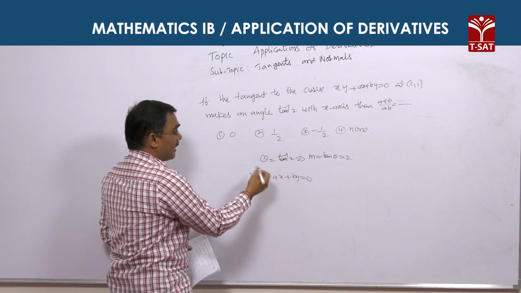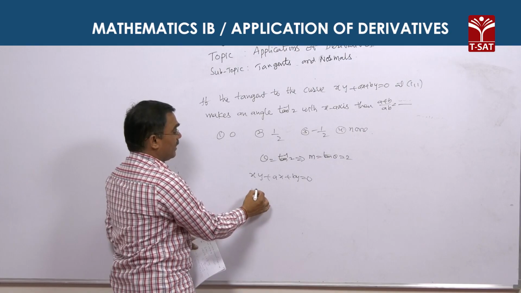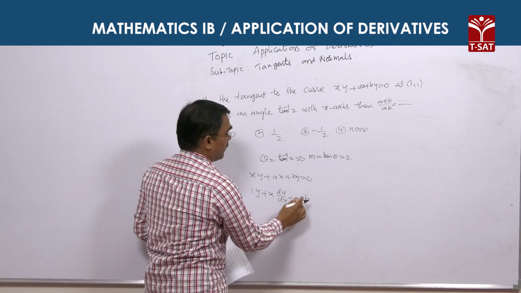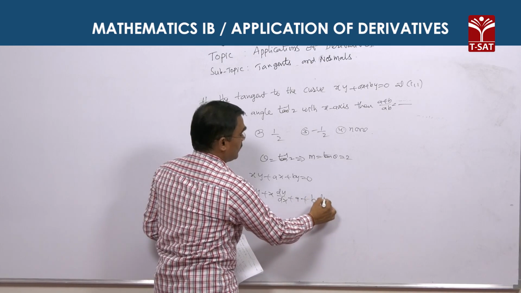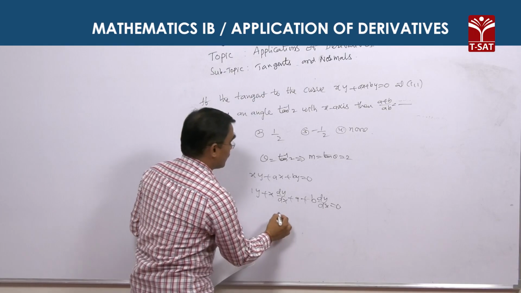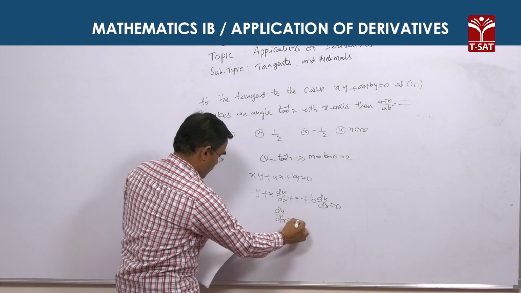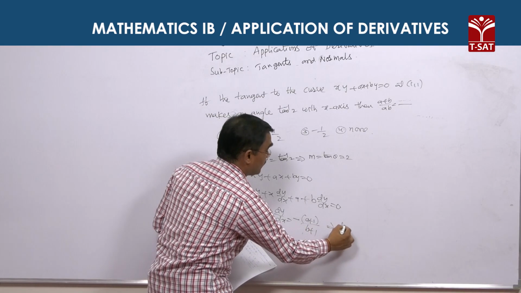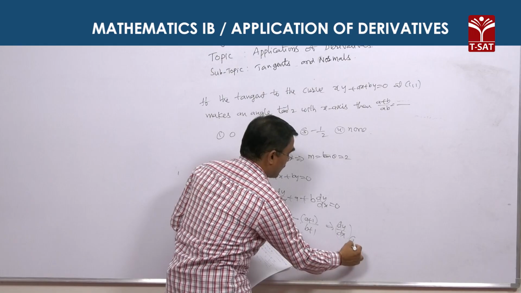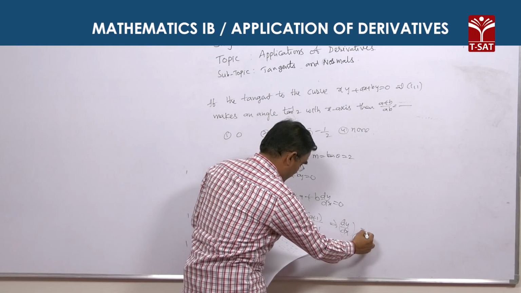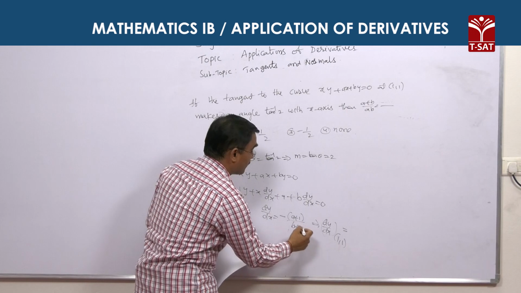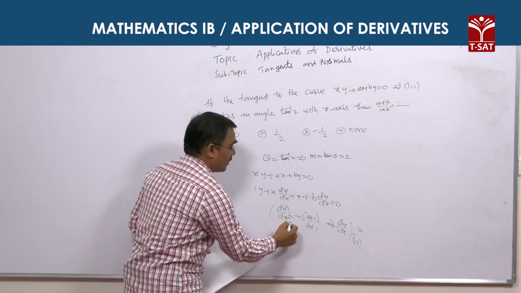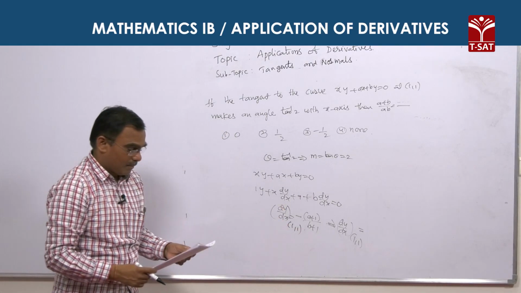From that, differentiate, we get the slope of the tangent: 1 into y plus x into dy by dx, plus a plus b into dy by dx is equal to 0. From this, simplify: dy by dx is equal to minus of a plus 1 by b plus 1. We want dy by dx at the point 1,1, so taking the point 1,1, it is minus of a plus 1 by b plus 1.